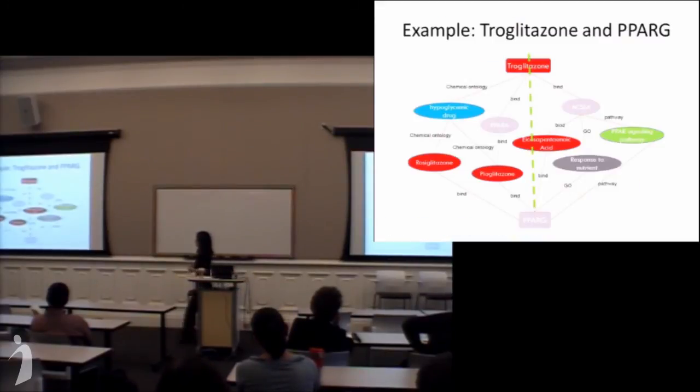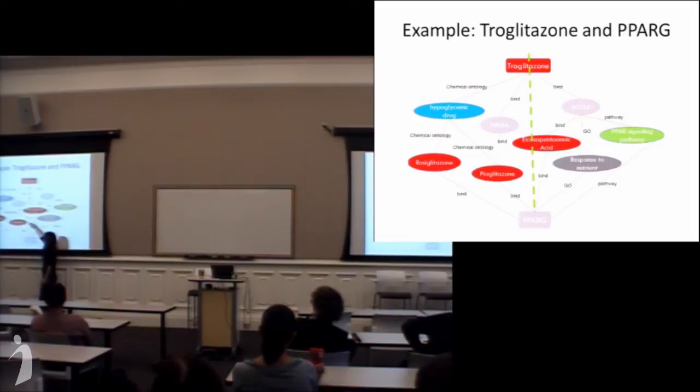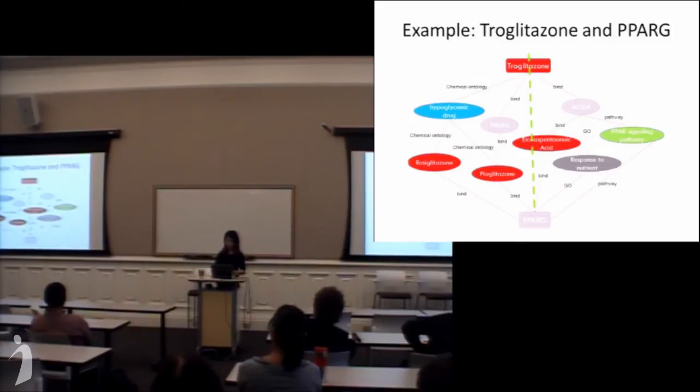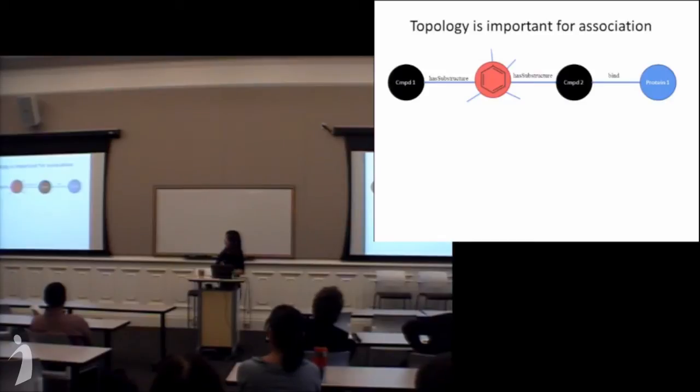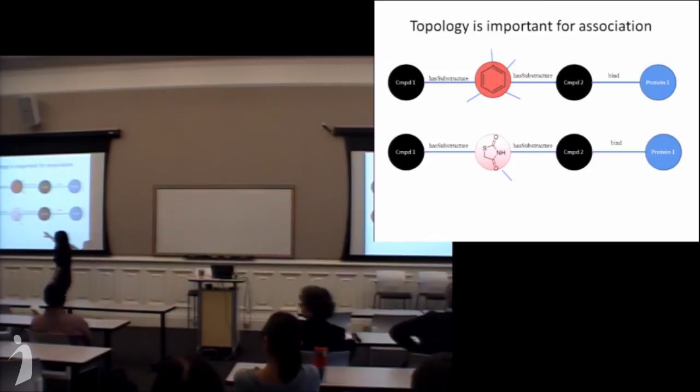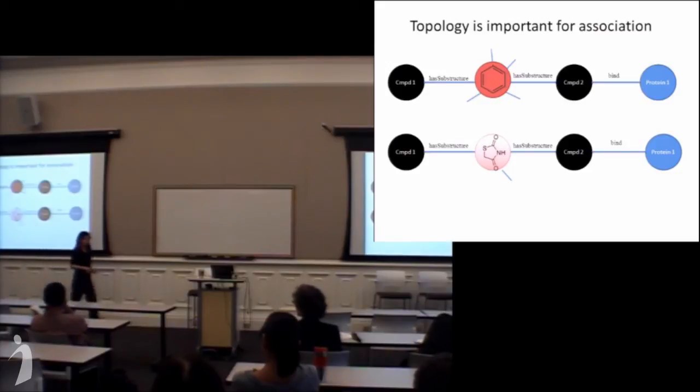So let's see the connection between troglitazone and PPARG through all these different things. These connect through chemical ontology, through target, and through some gene. If they fulfill certain patterns, we can predict that in the future troglitazone might bind PPARG. So we consider the topology of the graph. For instance, if two compounds share a substructure, but that substructure is rarer than another substructure, we give different weight to this topological difference.